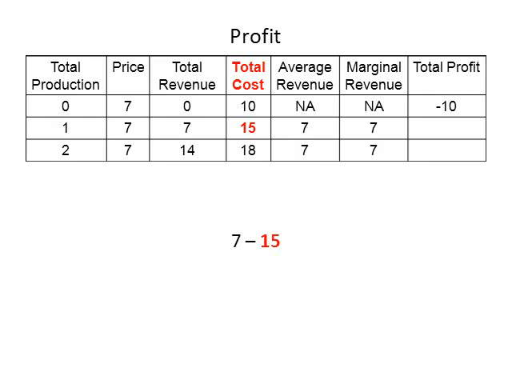Substitute 15 into the formula for total cost. Next, subtract 15 from 7, or do the calculation 7 minus 15. Seven minus 15 is minus 8. So the total profit is minus 8, and the firm is still losing money.